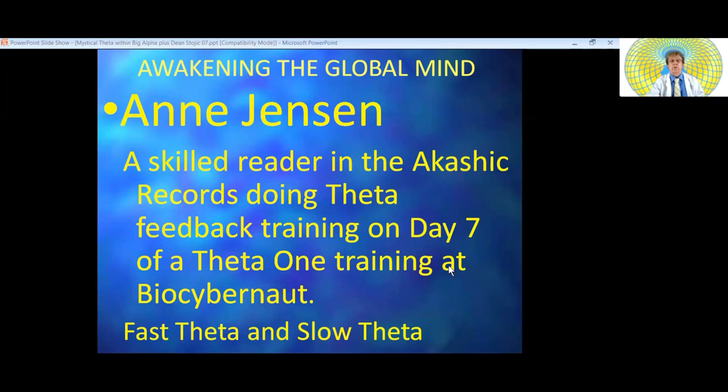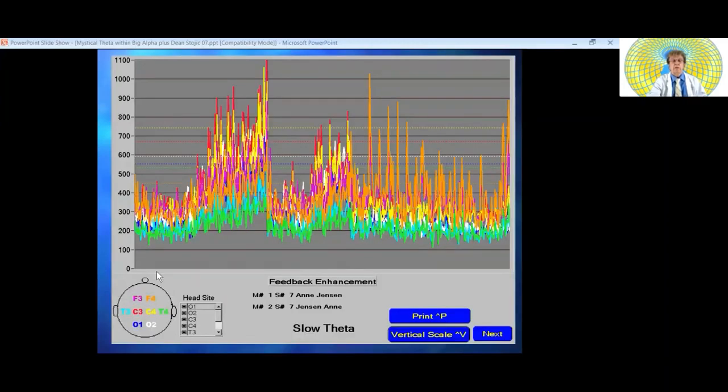Ann Jensen was a skilled reader in the Akashic Records, and I'm going to show you some graphs of her doing Theta feedback training on day 7 of her Theta 1 brainwave training at Biocybernaut. I'm going to show you both her slow Theta and her fast Theta. Okay, so the bottom axis is time, and then these are the Theta scores. Here's the head site, so you can see the color coding, so to know what brainwaves are being produced. The frontal Theta, we're looking at slow Theta here. The frontal Theta is purple and orange, and the central Theta is red and yellow.